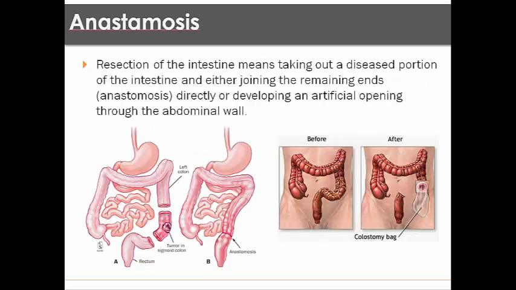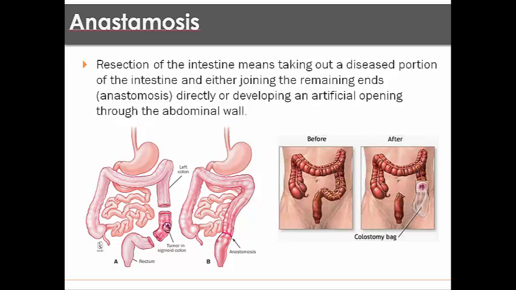It is important to pay attention to the detail of the op report in this section, anastomosis. It's very important to pay attention to the detail of the op report to determine where the anastomosis is. So is a surgeon joining parts of the intestine or creating an artificial opening through the abdominal wall?